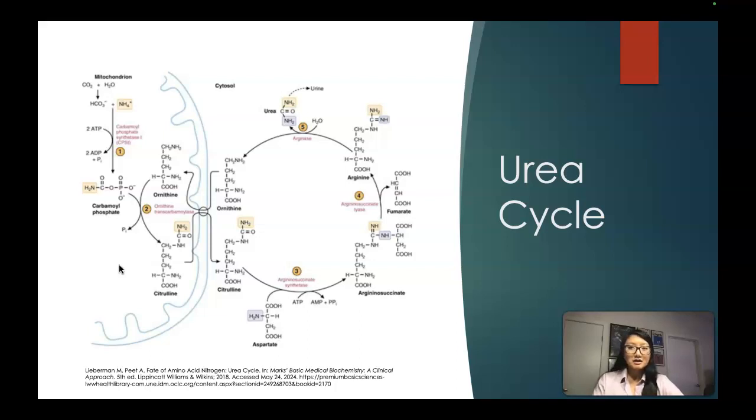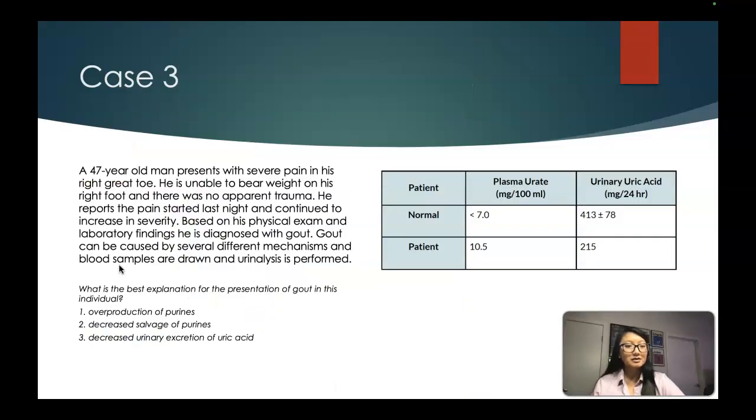So moving on to the next case, I chose case 3. So once again, just for time's sake, I'm not going to read the scenario, but the first question does ask, what is the best explanation for the presentation of gout in this individual? 1, overproduction of purines, 2, decreased salvage of purines, or 3, decreased urinary excretion of uric acid.